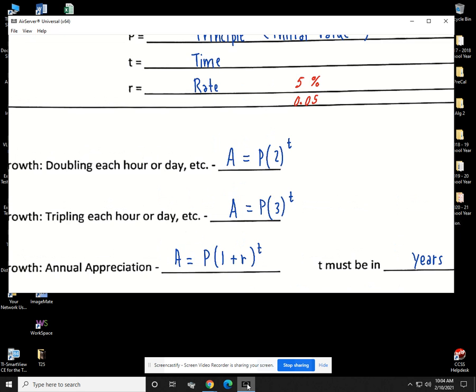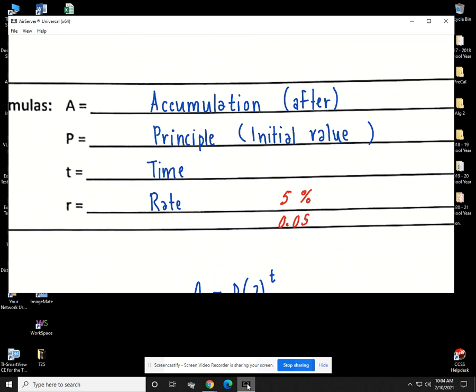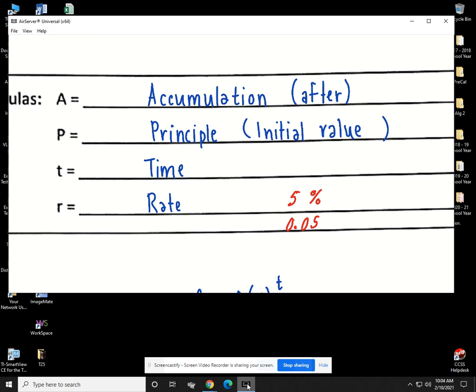Let's go ahead and fill out what you should already have before we move forward. You should have these all named. A, we like to call accumulation. Some people say it's your total amount, but I like accumulation. It's how much is accumulated, your after amount, how much you have after a certain time at a certain rate. Your P is your principal amount, the initial amount, the initial investment.